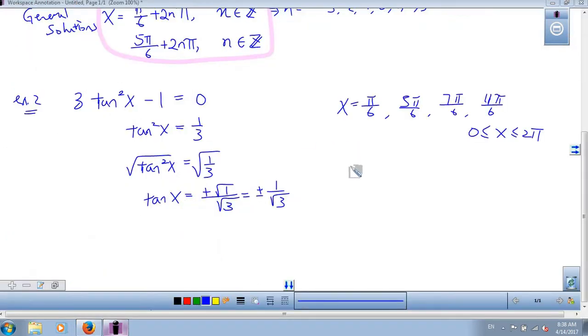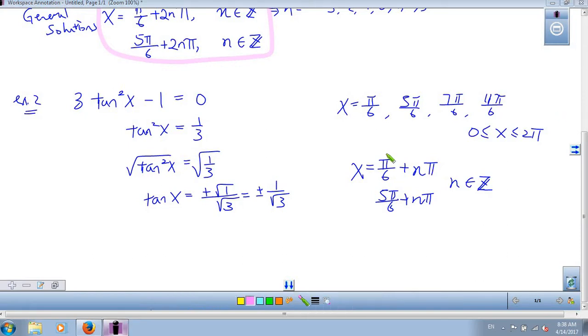So in order to write the general solution, I would say it repeats every pi. So it repeats every n pi, and I'm going to use 5 pi over 6 plus n pi. So that will cover 7 pi over 6, 11 pi over 6. And what does n belong to? n belongs to the set of integers. Okay, so this would be my general solutions. And it makes sense because we remember the period of tangent is pi. So it makes sense that when we solve a tangent equation, you have period as n pi.